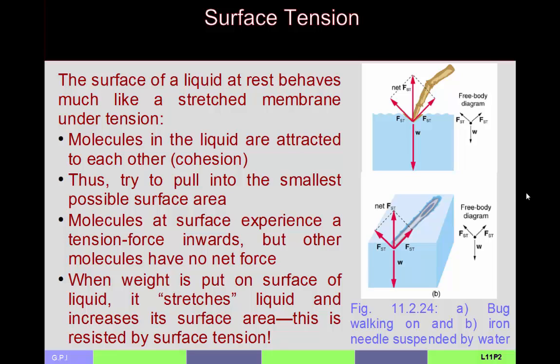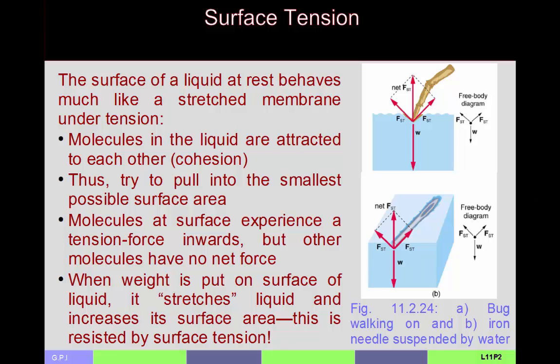And so if you put some weight on the surface, it can kind of stretch the liquid a little bit, thereby increasing its surface area. And that increase in the surface area is then resisted by surface tension. So you have a weight that's trying to make the area larger. You have cohesion, which results in surface tension, which is trying to make the area smaller.